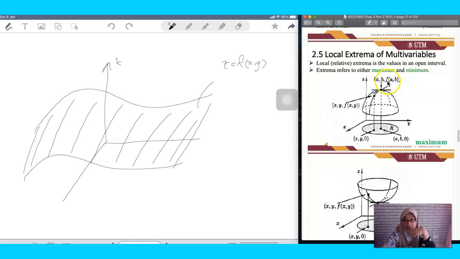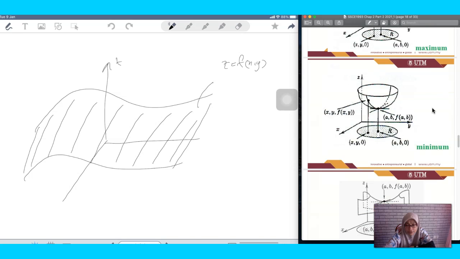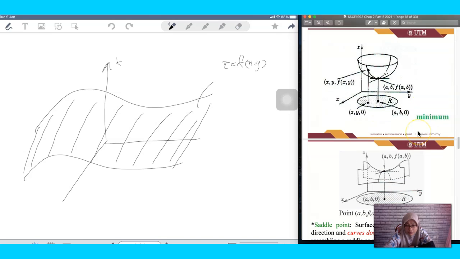Okay, as we know, the word extrema means there is a maximum or minimum. So the idea, without sketching, is to investigate where the maximum or minimum value or point of that particular surface is. As you can see here, if the shape is concave down, you should have the maximum point or maximum value. And for minimum, if you have a concave up, you should have the minimum value or minimum point.